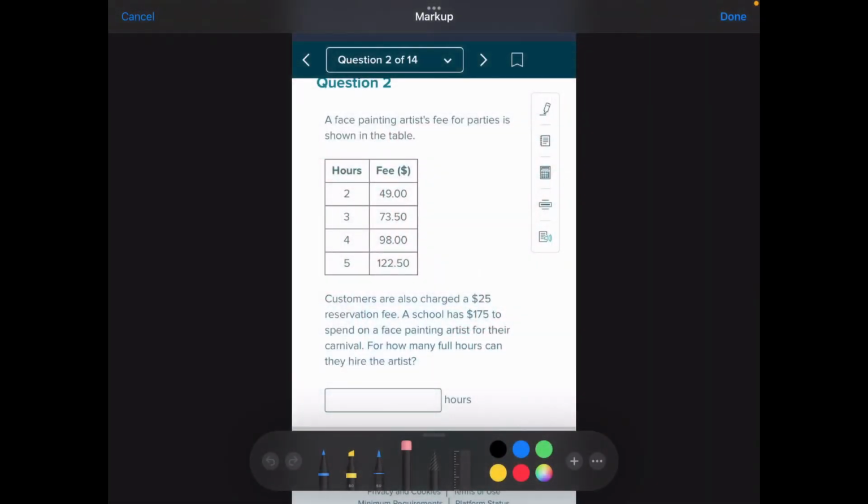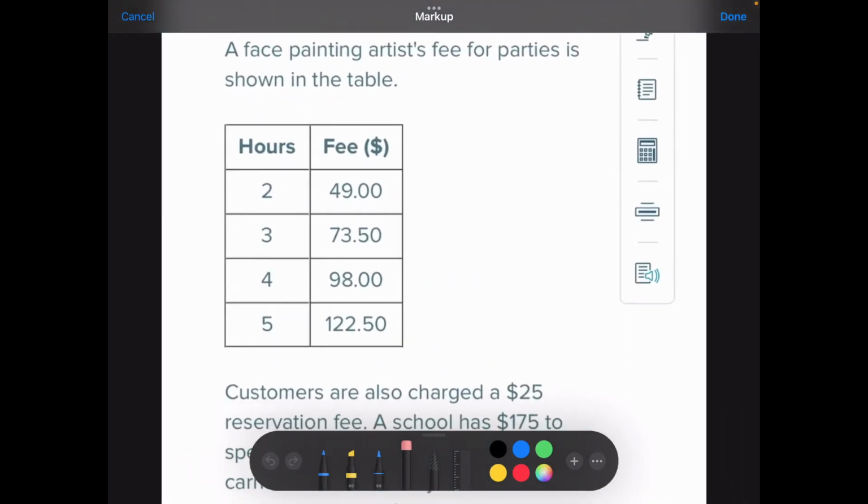Get ready. We have here now question 2. A face painting artist's fee for parties is shown in the table. So for every 2 hours that this person's going to be there at a party painting faces, little butterflies, stuff like that, they're going to charge $49. Every time this person's there for 3 hours, they're going to charge $73.50, et cetera, et cetera.